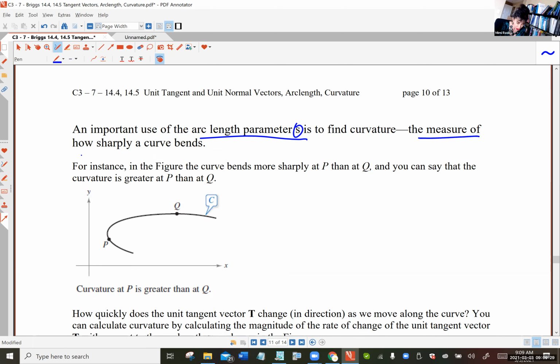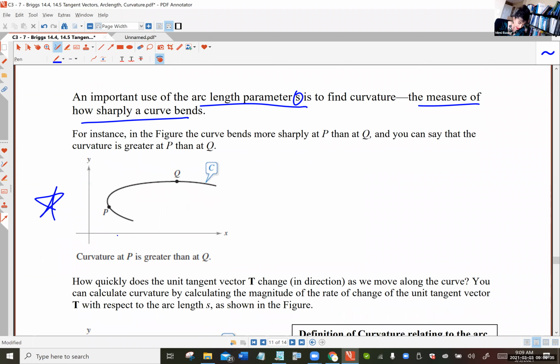It helps you measure how sharply a curve bends. For instance, take a look at this little diagram here. Would you agree that if you sat over here at point P, the curve is more curvy than if you were located over here at Q? Over at Q, it's almost straight, not exactly a straight line, but the curvature at Q would definitely be measured at something less than the curvature over here at P.